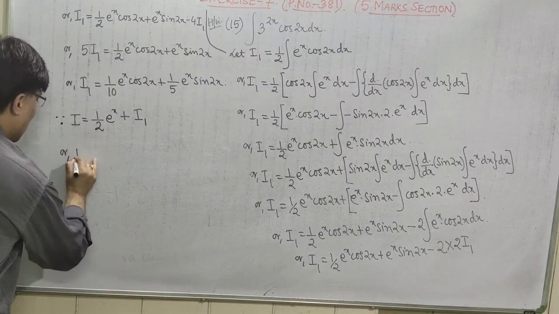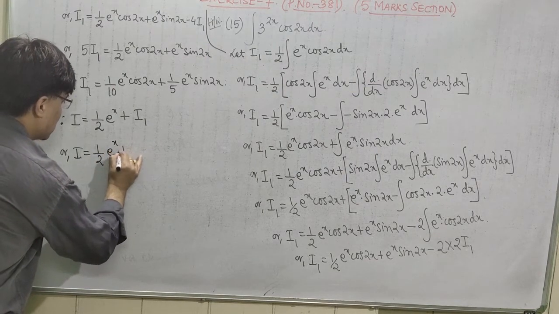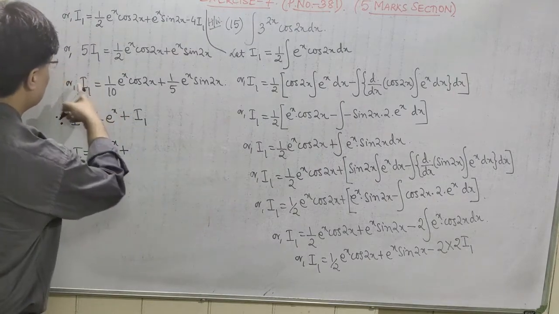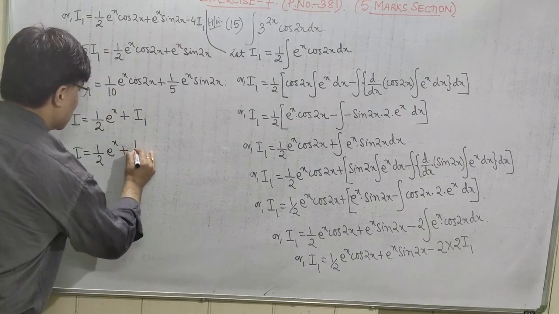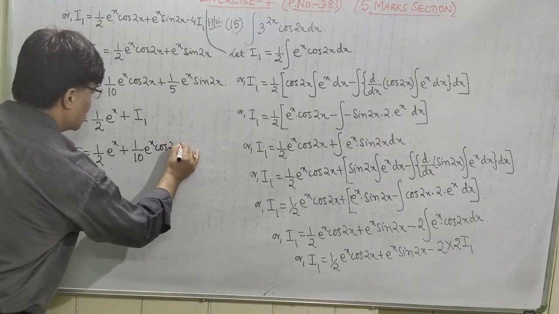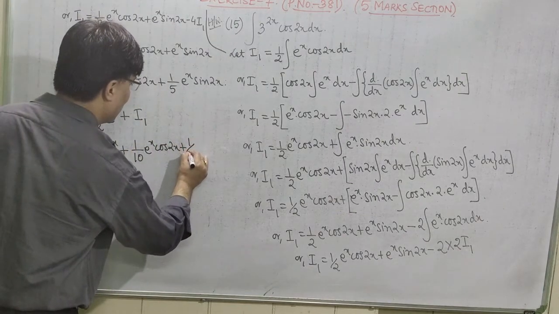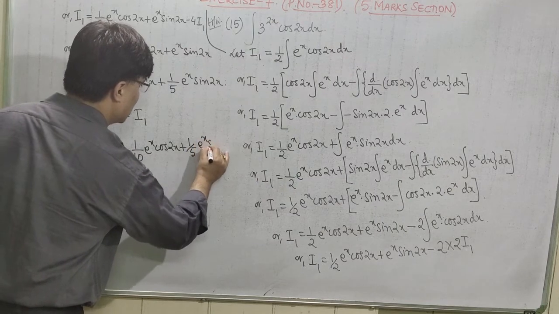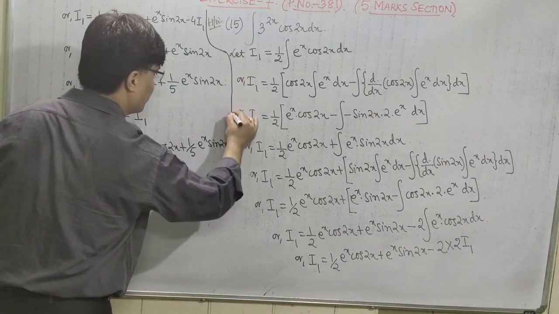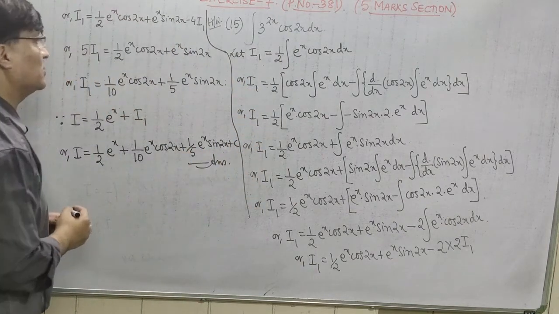So I is equal to half e to the power x plus, what is I1? I1 is this one, right? What is I1 here? This is 1 by 10 e to the power x cos 2x plus 1 by 5 e to the power x sin 2x, then plus c. So this is the final answer.